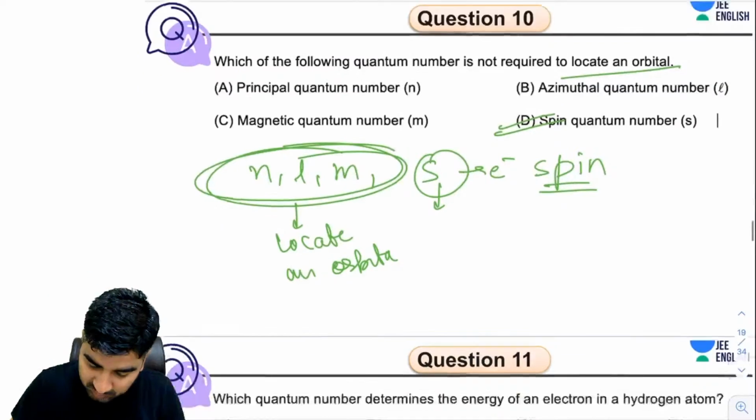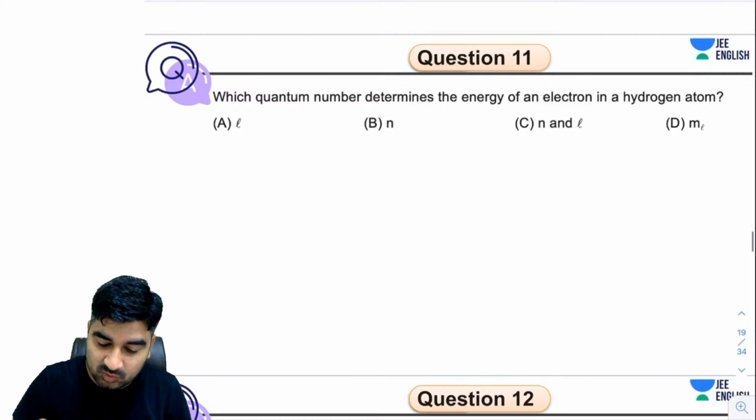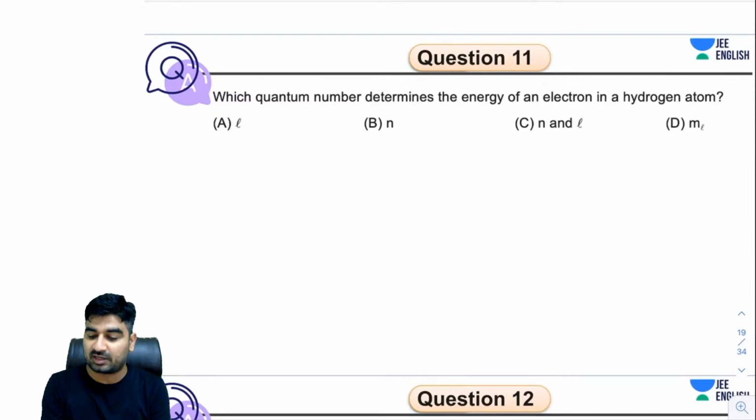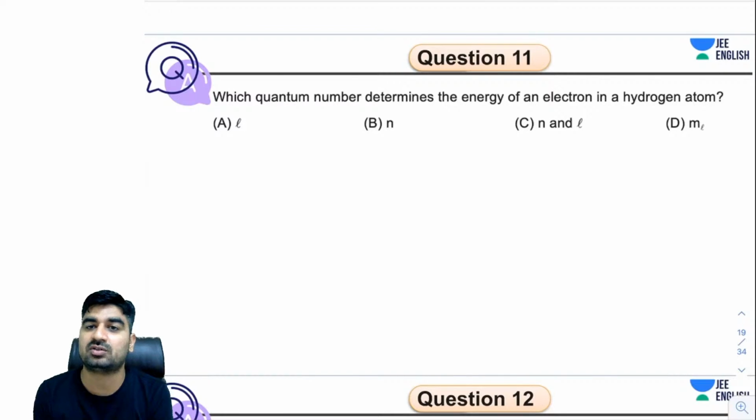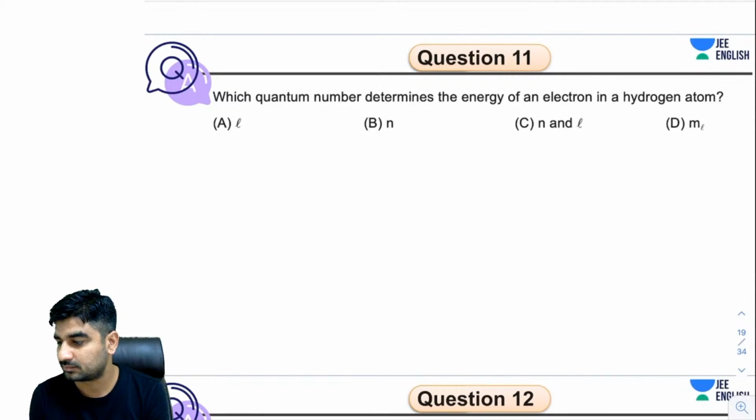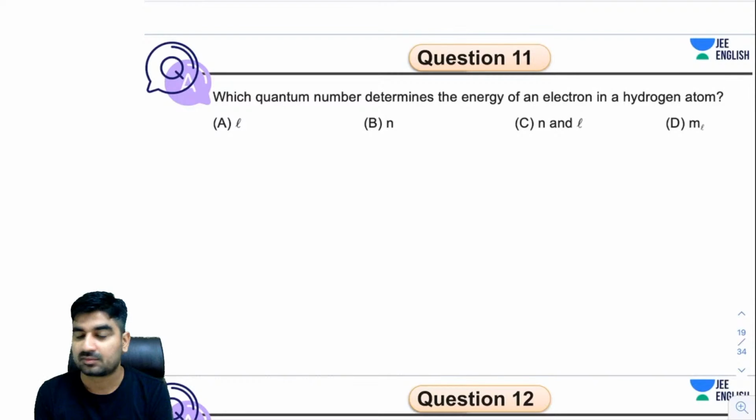So let's move to the next question. Which quantum number determines the energy of an electron in a hydrogen atom? Which quantum number determines the energy of an electron in a hydrogen atom? Yes, I'm waiting.